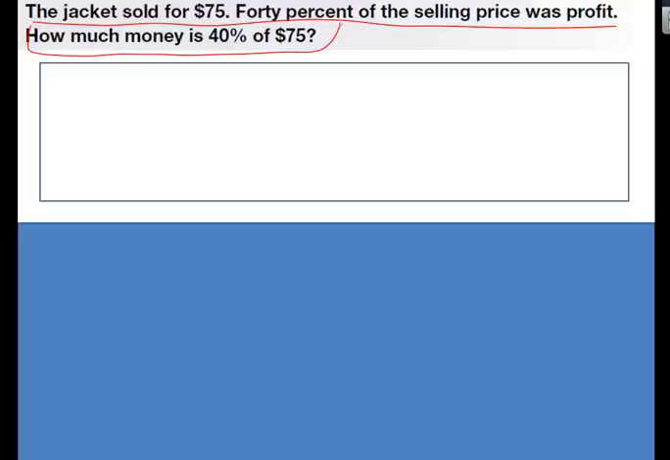So how would we set that up? Well, how much money? We could call it money. I'm going to do what number again. I like what number. But what number is equals and 40%. So you can do this a couple of ways. One, we can change it to a decimal, 0.40. Of is times 75. And then we just solve that equation.